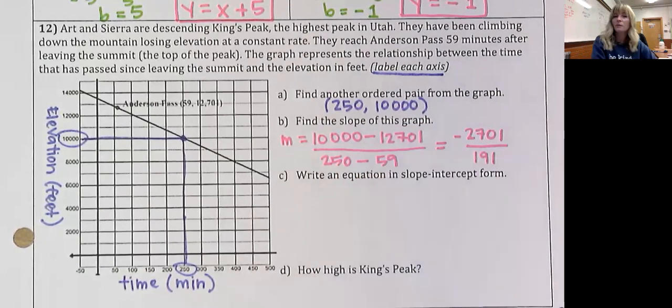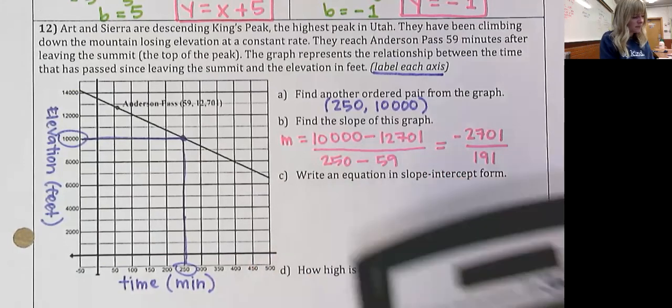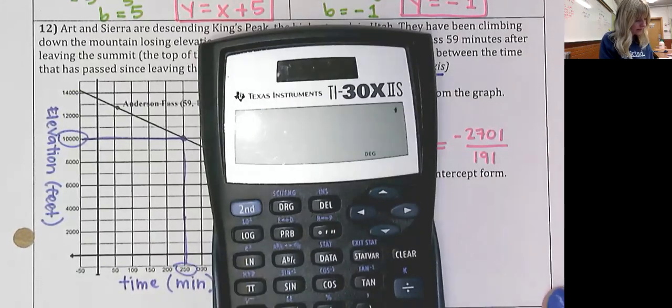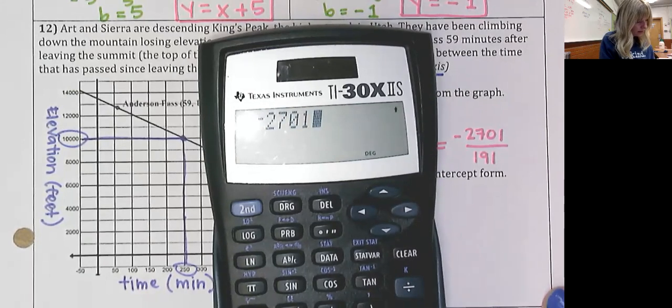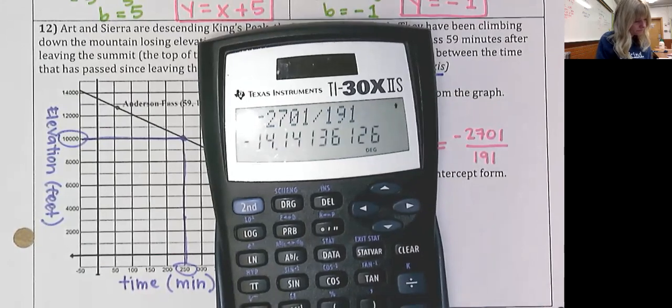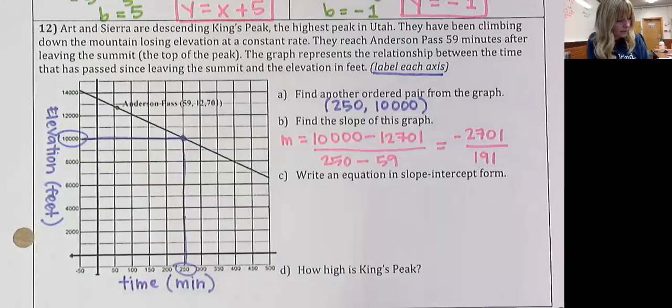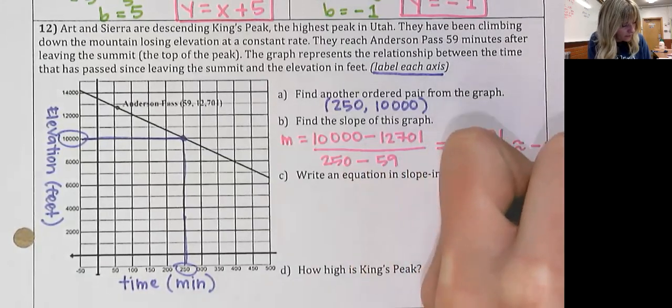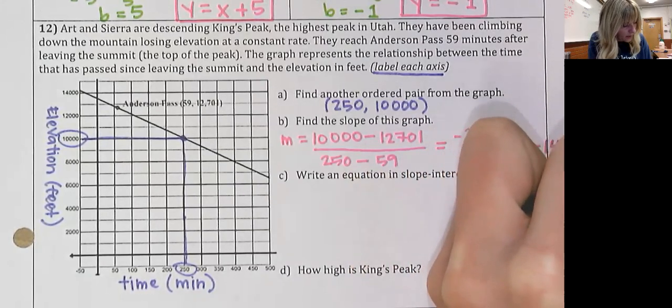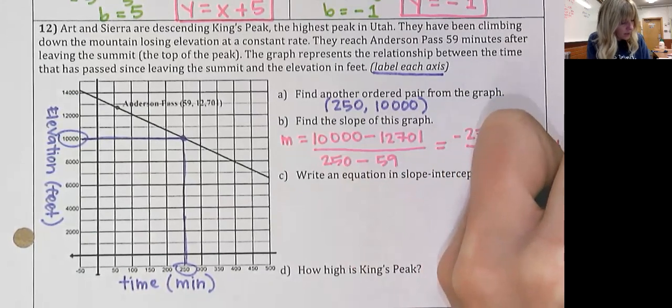Now, this is a very weird slope. In real life scenarios, now we're very used to leaving slope as an improper fraction because then we can visualize rise over run. But sometimes in a real life scenario, it makes more sense if we actually divide it. So I'm going to do that right now. Negative 2701 divided by 191. And it's approximately negative 14.14. So I'm going to write approximately negative 14. And the reason that makes a little more sense to me is this slope.